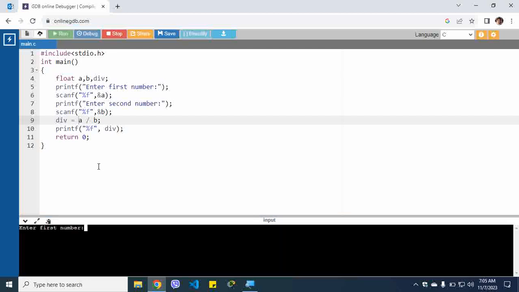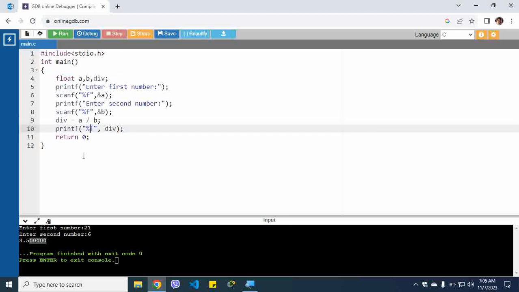Suppose this is 21 and we divide it by 6, then this is 3.5. If you think that these are many zeros here, we discussed last time also. Here what you have to do is we need only 2 decimal places, then we have to write .2f. So that means point 2, don't forget that dot. Okay, 21 divided by 6, so we know 3.5. Fine. Right.